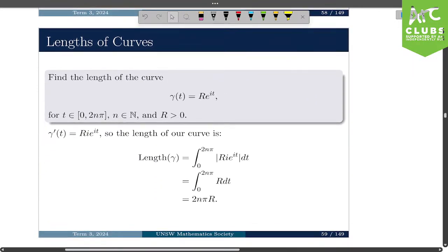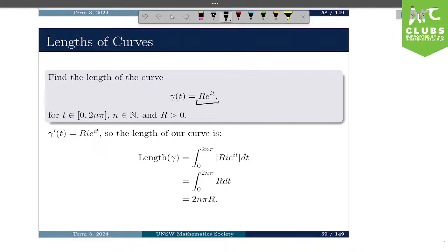So here we're finding the length of this curve, which should be pretty obviously just the parameterization of a circle traced around n times. So if we actually do take this integral, we get the integral of r from 0 to 2n pi, which is 2n pi r. Which should make sense because this curve is defined to just be a circle of radius r traced around n times.